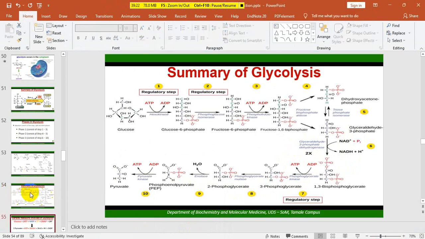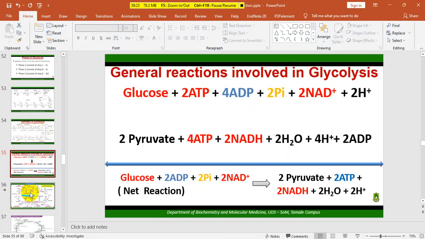from anaerobics. So general reactions involving glycolysis: glucose plus 2 ATP produces 4 ADP plus 2 Pi, producing, so let's say glucose plus 2 ADP plus 2 Pi plus 2 NAD. We produce 2 pyruvate. Then we produce also 2 ATPs. Then we produce 2 NADH, which will be used in Krebs cycle to generate more energy. Then we produce what? 2 molecules of water and 2 protons. That's the net reaction of glycolysis.